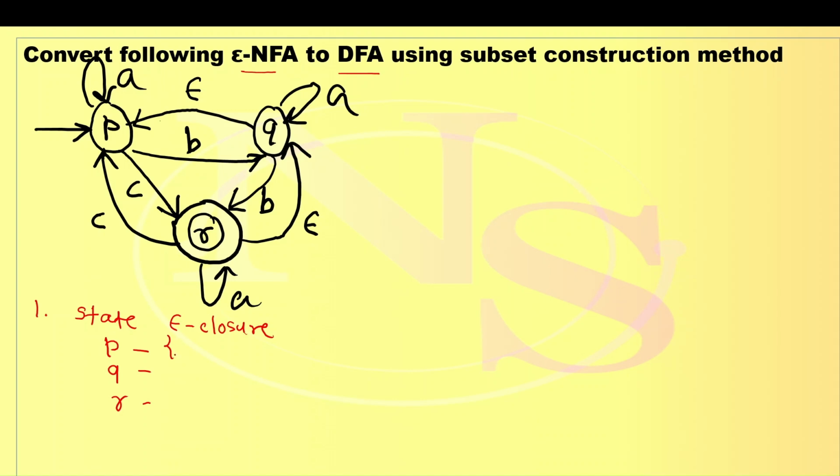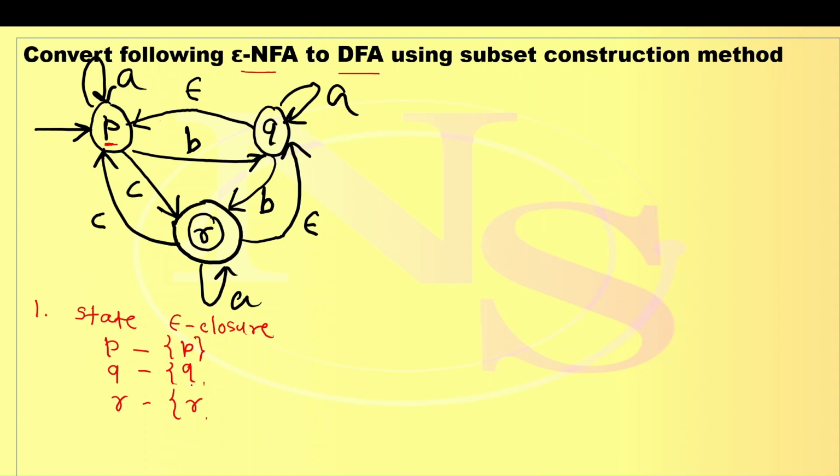Epsilon closure of any state is nothing but a set of states including itself. So I am adding here, including P, Q, R itself, and then I will try to find out the epsilon closure. What's the epsilon closure of P? First, go to P, add P in the epsilon closure, then find out is there any epsilon transition from P? There is a transition for A, transition for B, C. There is no transition for epsilon from P. So epsilon closure of P is only P.